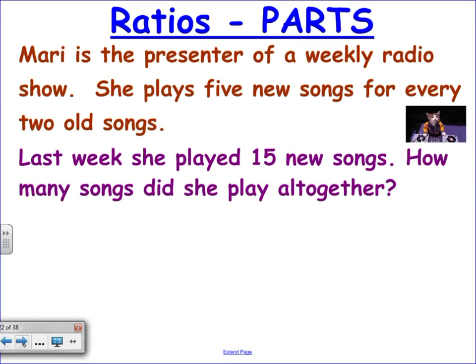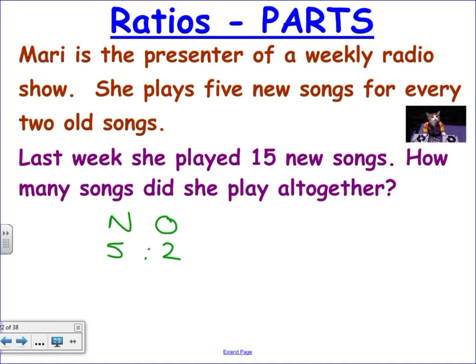Mary presents a weekly radio show. She plays 5 new songs for every 2 old songs. Last week she played 15 new songs. How many songs did she play altogether? Okay, labels. New songs and old songs. New is 5, old is 2. So 5 to 2. Okay, everyone get that?